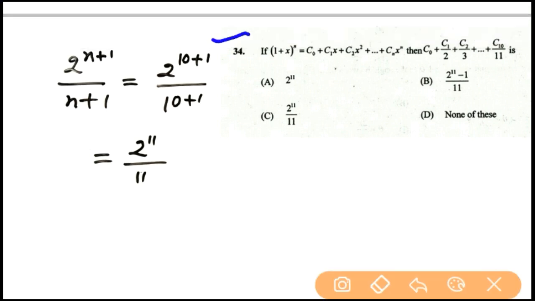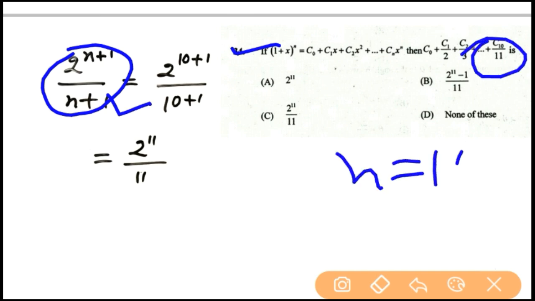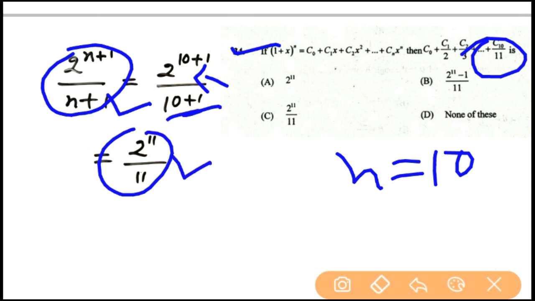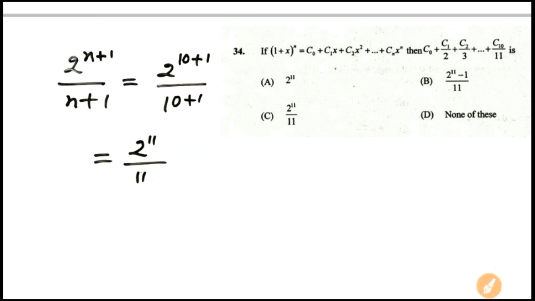In the next question we have, if (1+x)^n = c0 + c1x + c2x² + up to cn x^n, then c0 + c1/2 + c2/3 + up to c10/11 is. For such a series we have (2^(n+1) - 1)/(n+1). Here n is 10. So putting n equal to 10, we get (2^(10+1) - 1)/(10+1), so (2^11 - 1)/11. So option C is the correct answer.